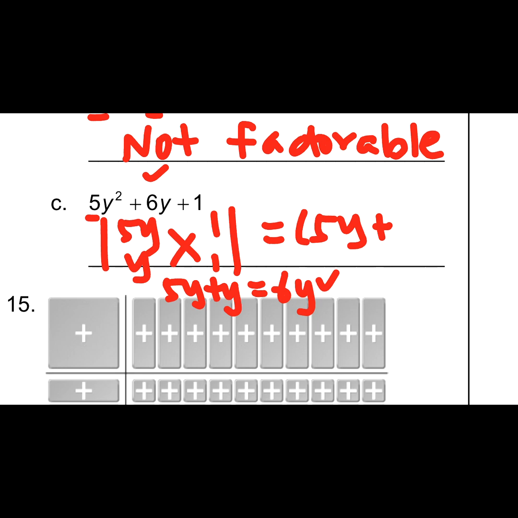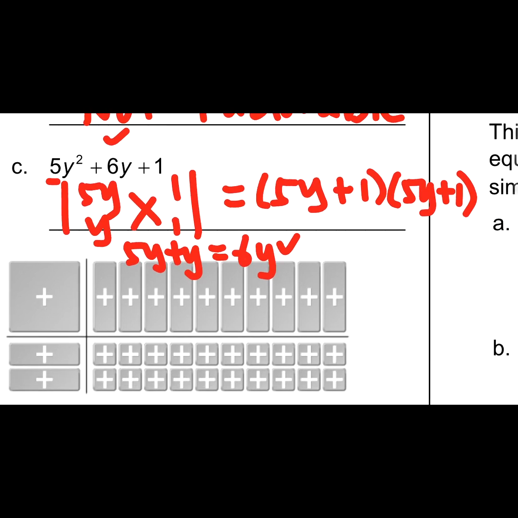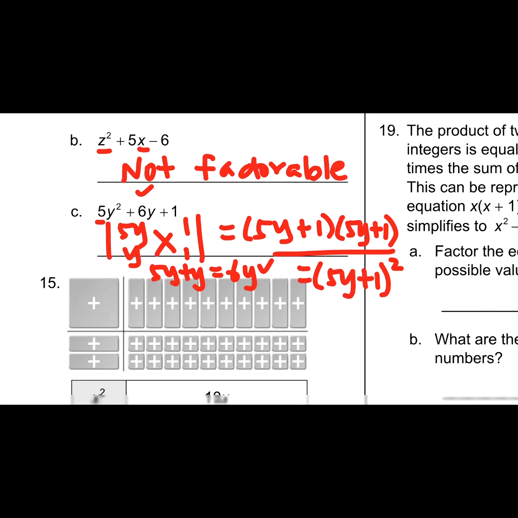So we have 5y plus 1, 5y plus 1, and therefore the complete factorization is right here, and we can also rewrite that as 5y plus 1 squared. And there is the complete factorization.